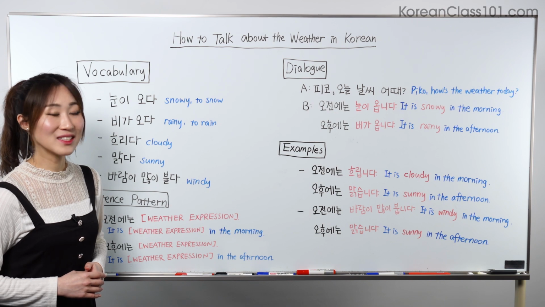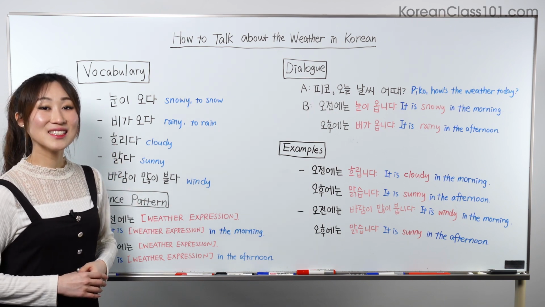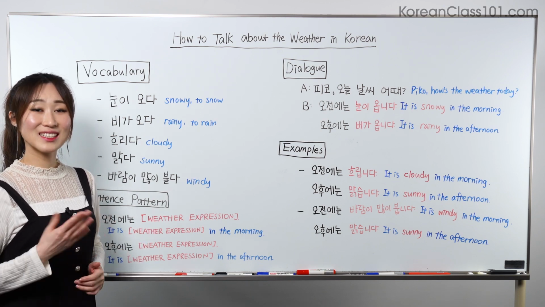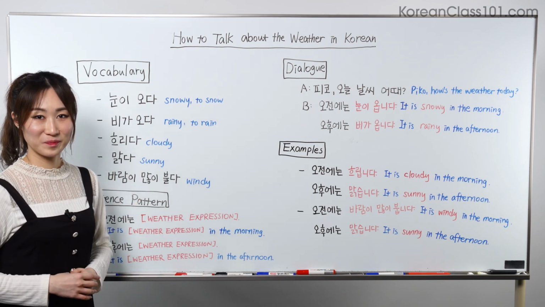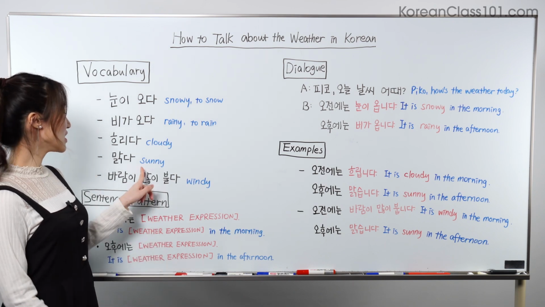Next word we have is 흐리다. It means cloudy. It's an adjective. Next we have 막다. It means sunny.